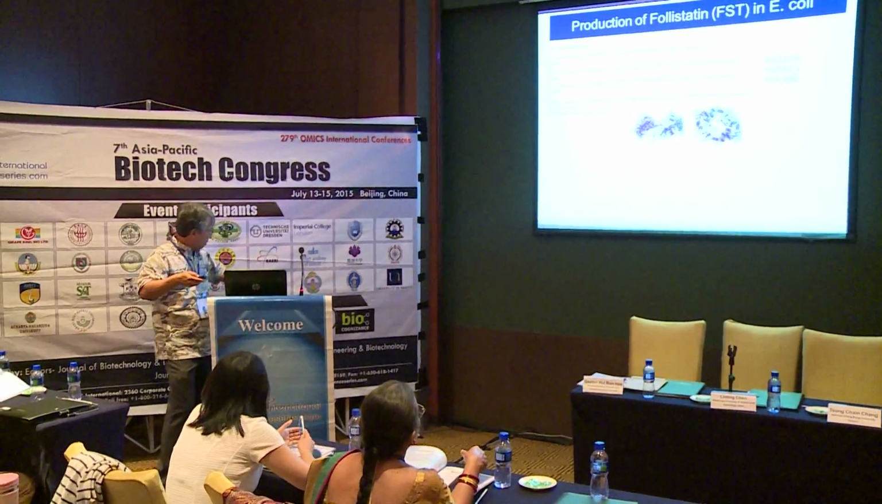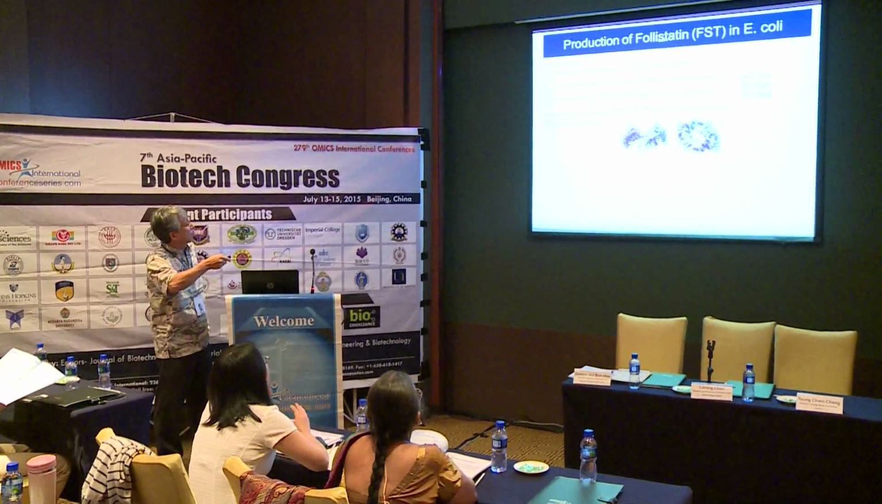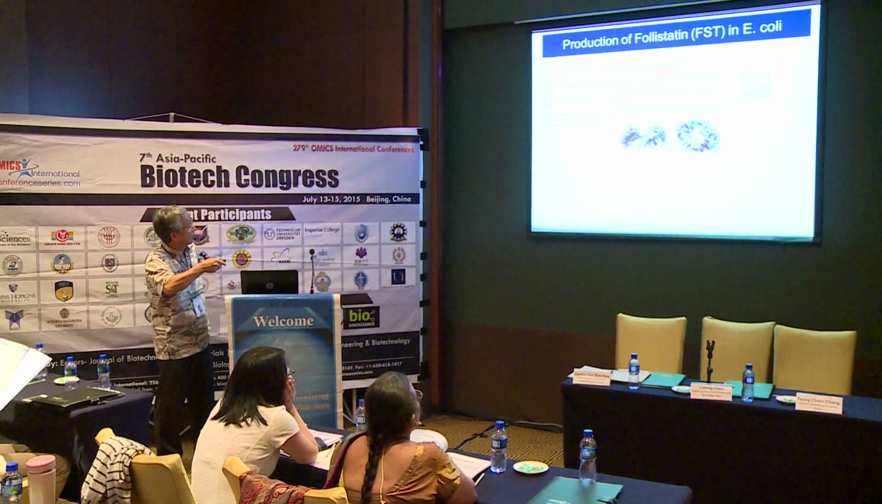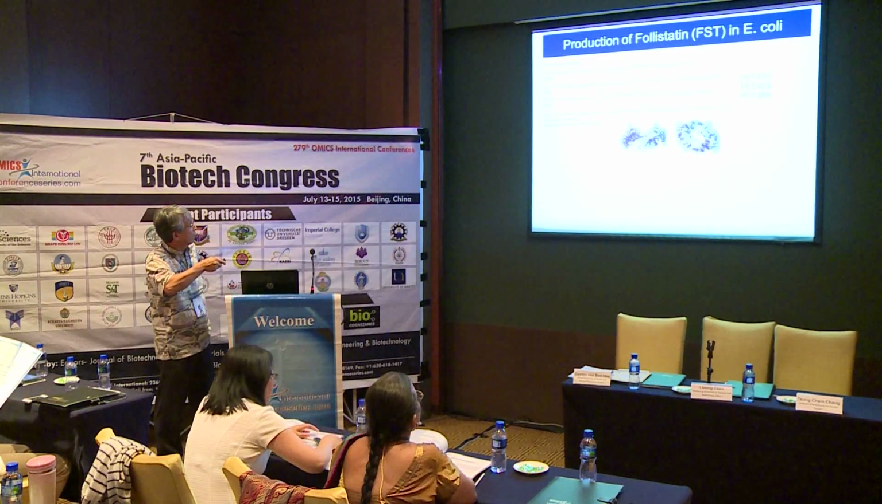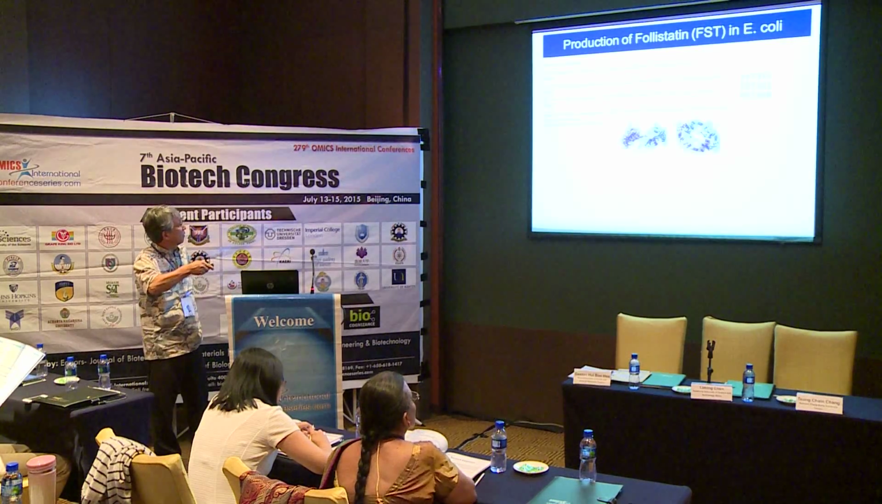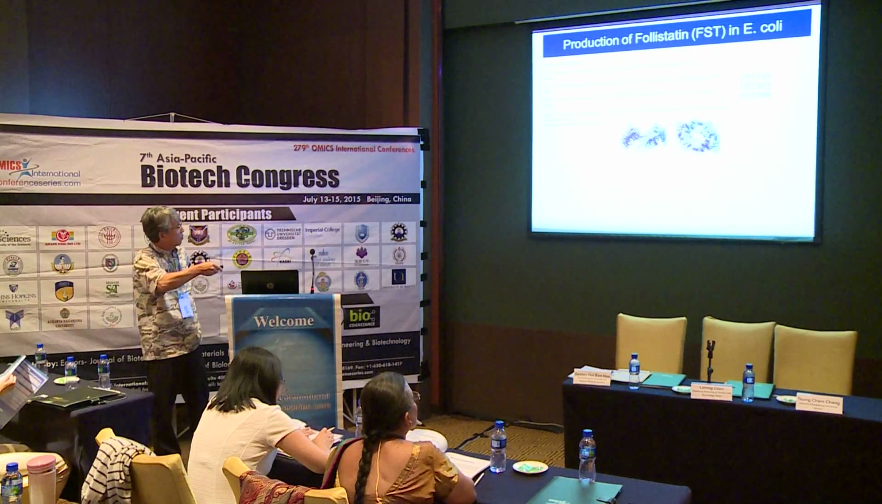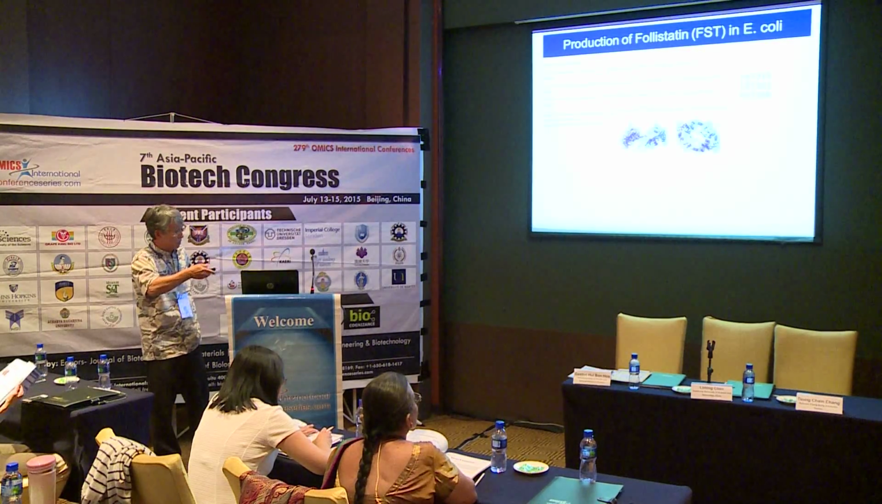I think I'm going to use one more minute and then just finish up. Okay, this is follistatin. Follistatin is a very, very complex molecule. It has disulfide bonds. There are five different domains, and more than 10, 15 disulfide bond formations. And this is a structure of follistatin, with different domains.